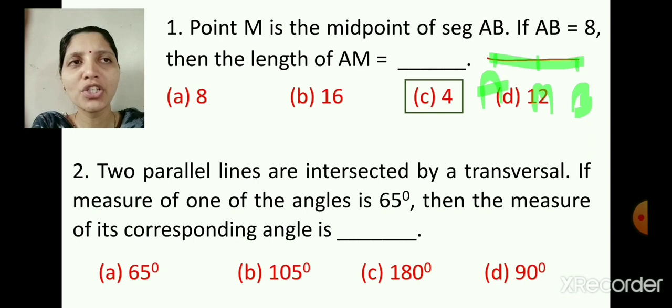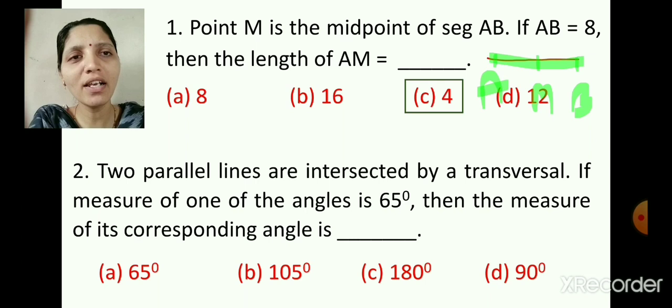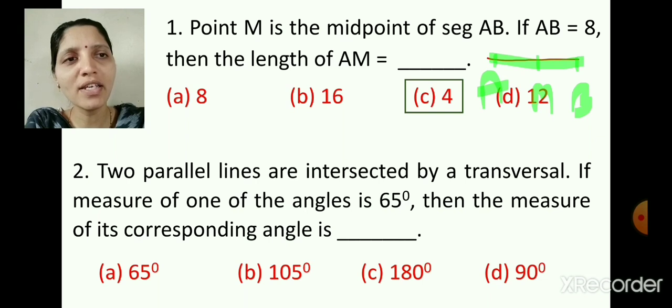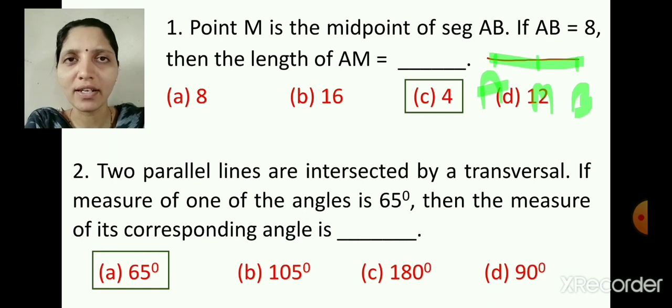The above question can be asked for 2 marks or 1 mark. Now one of the angles is 65 degrees. Then what will be its corresponding angle? Yes, 65 degrees. Why? Because the measure of corresponding angles is equal. Therefore your answer is option A, that is 65 degrees.